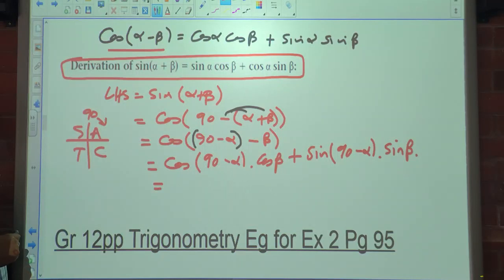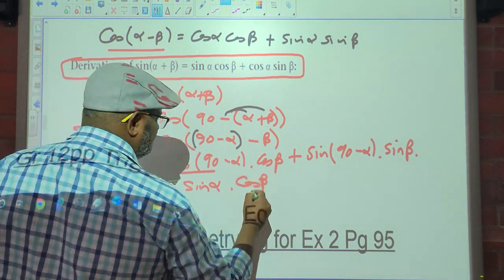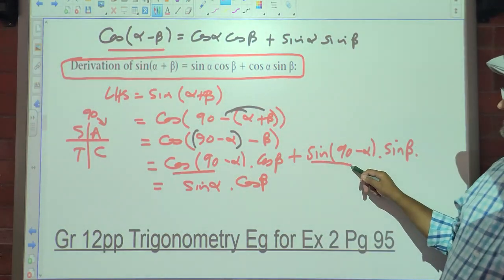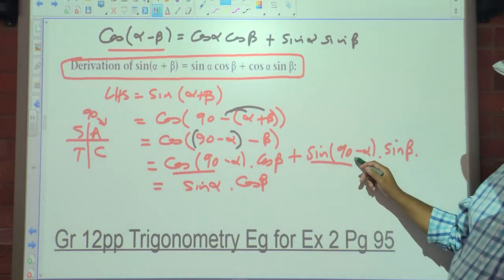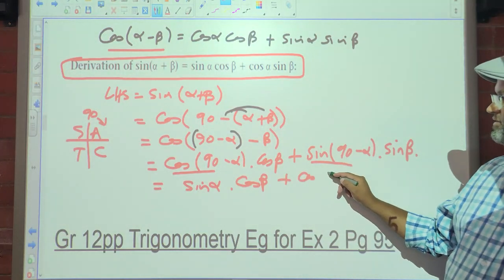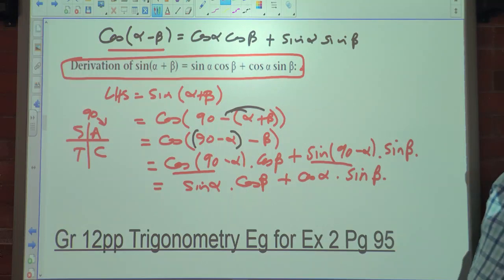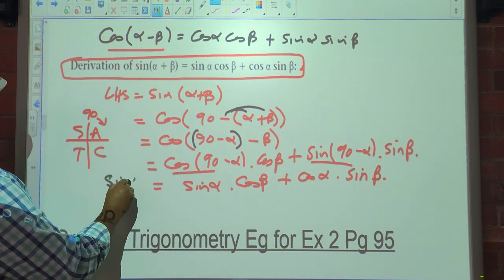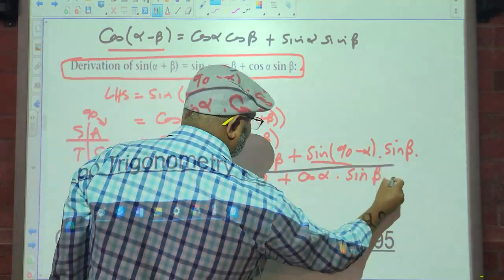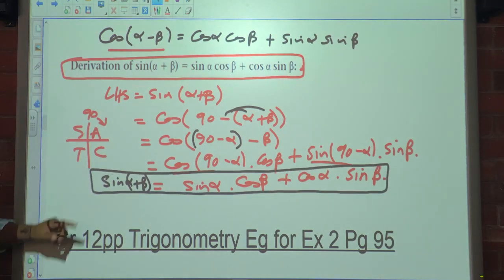Is cos positive or negative in the first quadrant? Positive. So cos changes to sine alpha times cos beta. 90 minus, which quadrant is this in? First. Don't make your first sound like a third. First quadrant. Sine is positive. It changes to cos alpha times sine beta. And there we have just proven that one. This one is worth 4 marks. So here we have just proven that sine alpha plus beta can be written as sine alpha cos beta plus cos alpha sine beta. Okay. Are you guys okay with that?